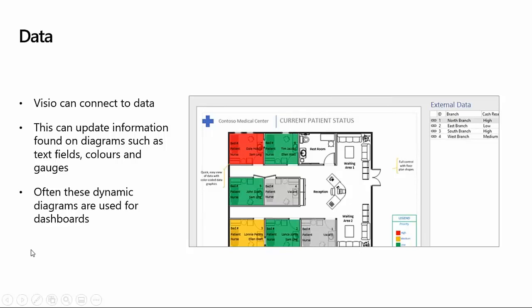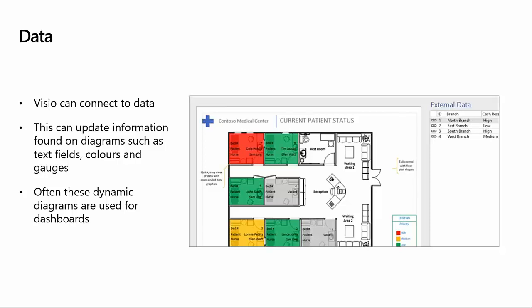Data, ooh. People love data and Visio, and I can understand why. It's very, very beneficial. We mentioned earlier that Visio as a desktop application allows you to connect diagrams to data, and this can control things like text, number values, and even visualizations like gauges and colors on a diagram itself. And quite often this is commonly used for things like dashboards.